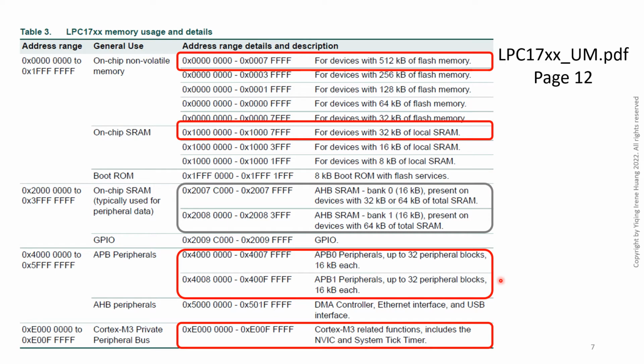For example, the UARTs and the timers are mapped into this memory region. However, for the Cortex-M3 processor itself, it has its own private peripherals. For example, the system tick timer and the nested vector interrupt controller are mapped into this memory region.